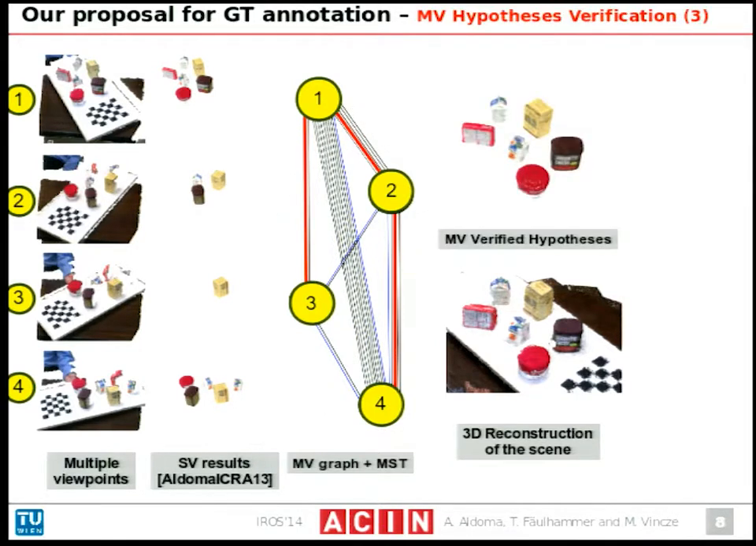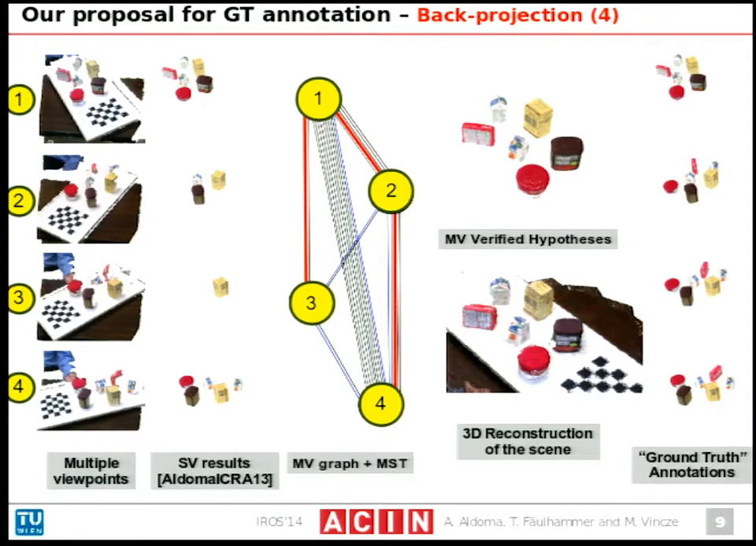In the next stage, we project all the single view results into this world coordinate system, and then through a multi-view verification stage, we extract a subset of them that best represents the scene that has been reconstructed. Finally, we just back project these verified hypotheses into the original frames and consider these back projections as the ground truth data of the original frames.